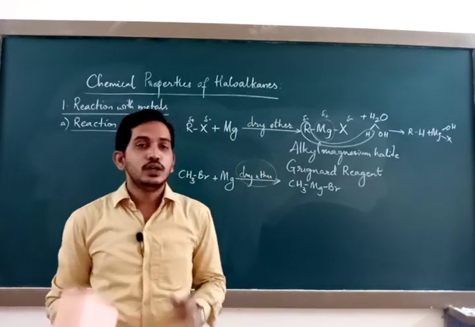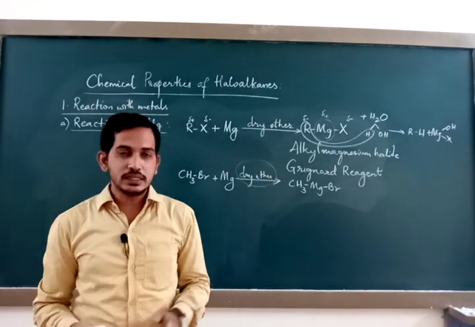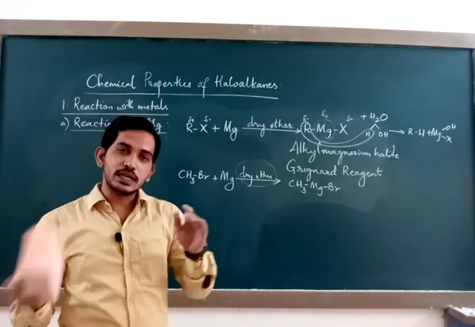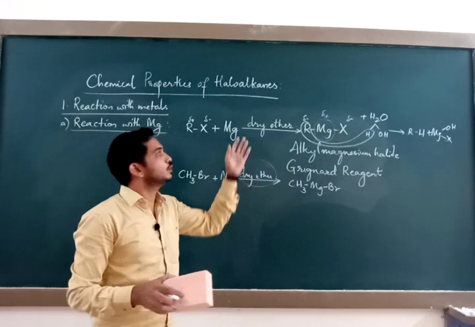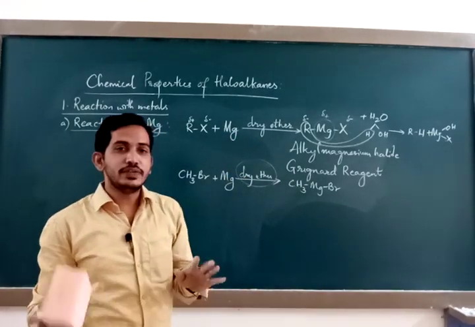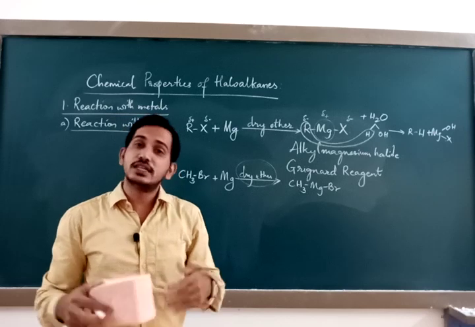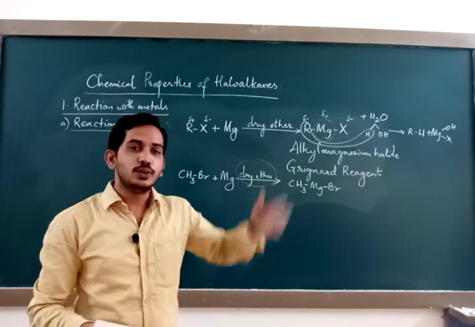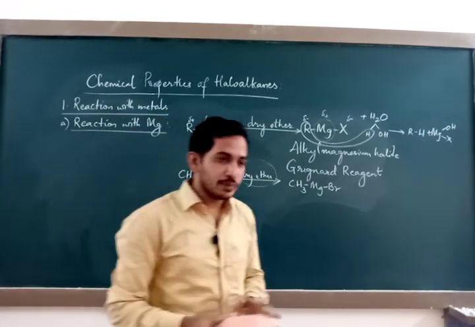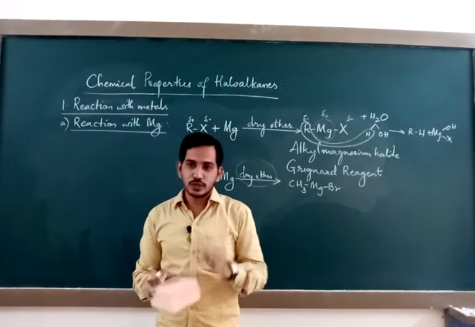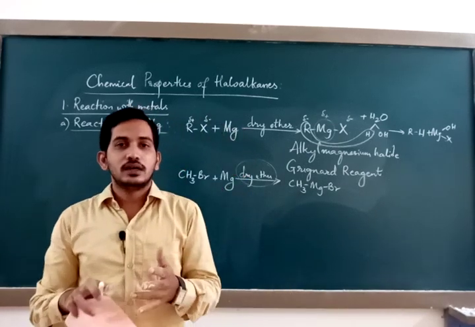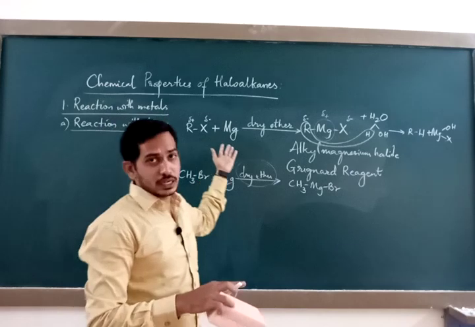For this reason, during the preparation of Grignard reagents, you should keep the medium dry and inert. To keep the medium dry and inert, what do we use? We use a dry solvent such as dry ether. A dry ether is the solvent which does not generate protons to react with alkyl halides. So, what all should you remember during the preparation of Grignard reagent? You should remember the reactants. They are alkyl halide and magnesium powder.